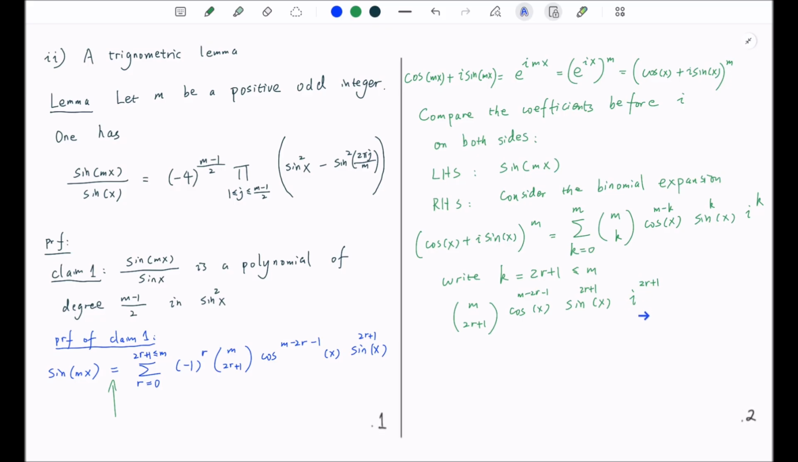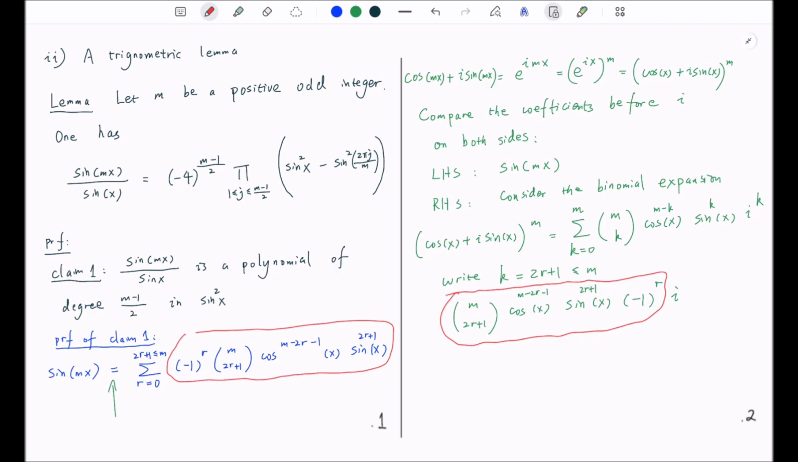But i raised to the power 2r is (-1) to the power r. So we can rewrite this as (-1) to the power r times i. And this is precisely this. Summing this up from r equal to 0 all the way to 2r plus 1 less than or equal to m, this identity is verified.